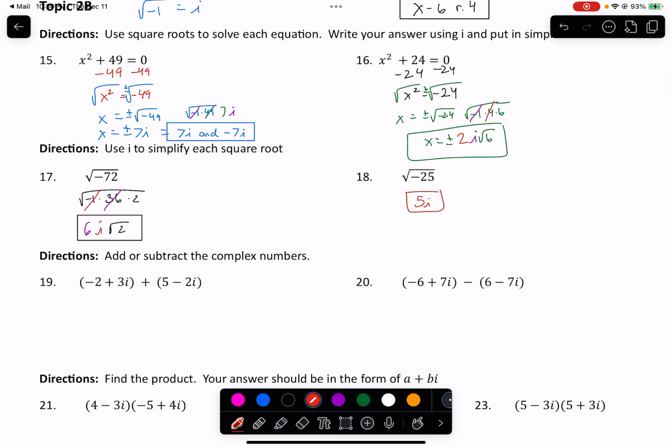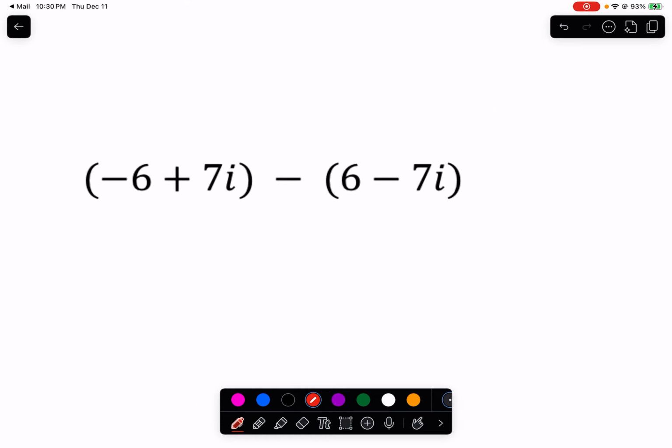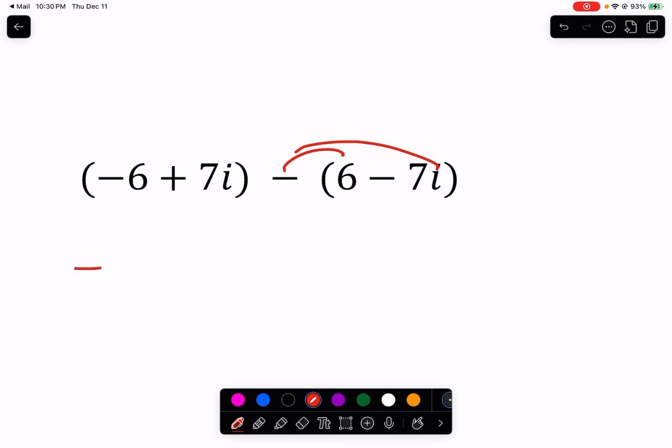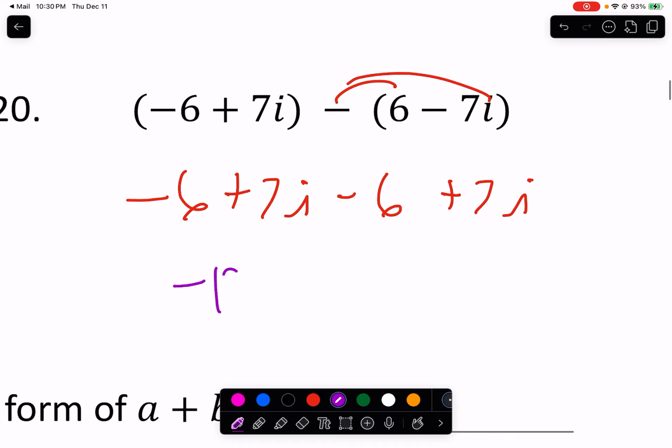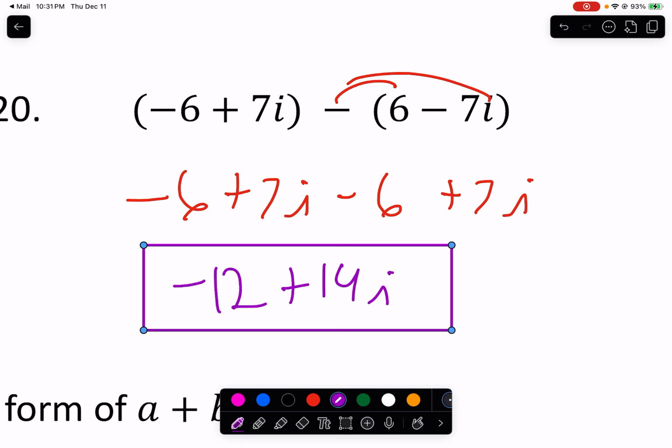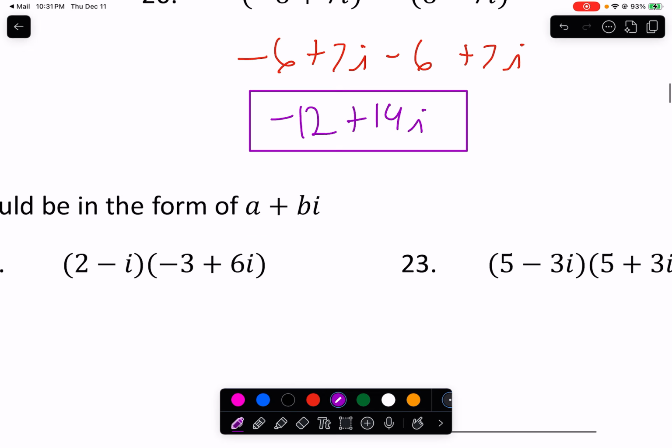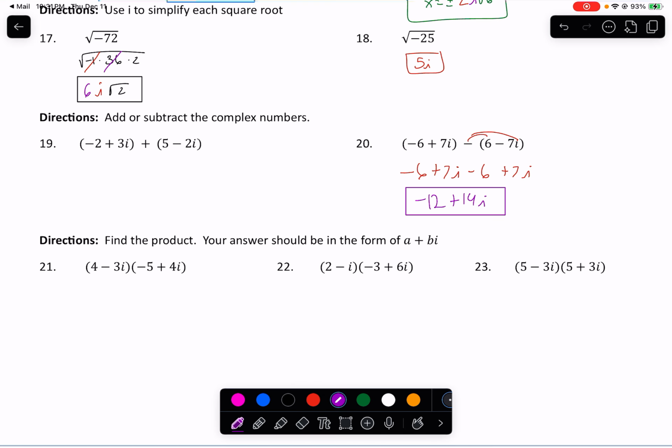All right. Adding and subtracting complex numbers, it's just like combining like terms. So let's see, we end up with negative 12 plus 14i here. The i's you essentially just treat as variables until they get powers. Once you get an i squared or something higher than that, you need to simplify it. All right, and we'll see that in one of these next problems here.